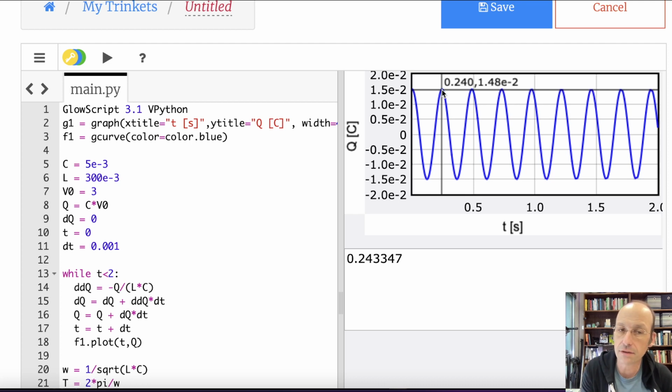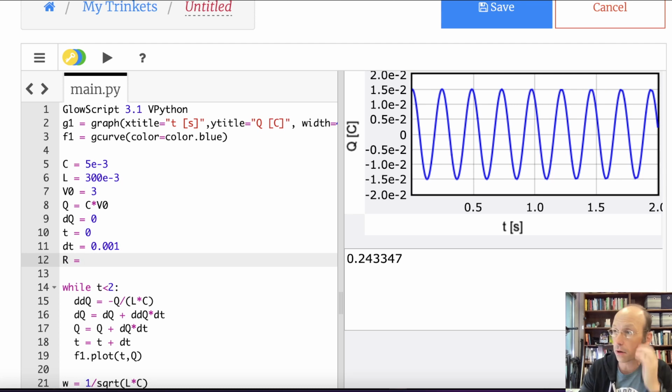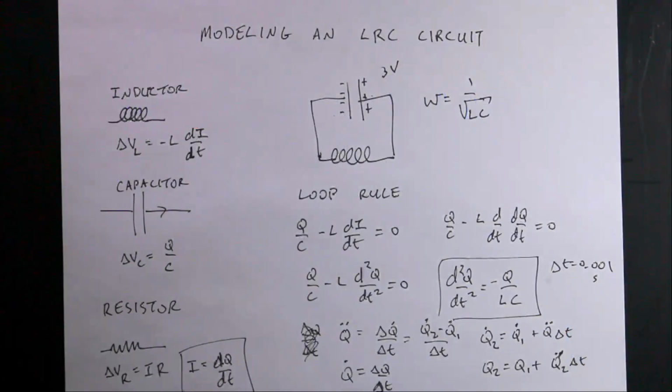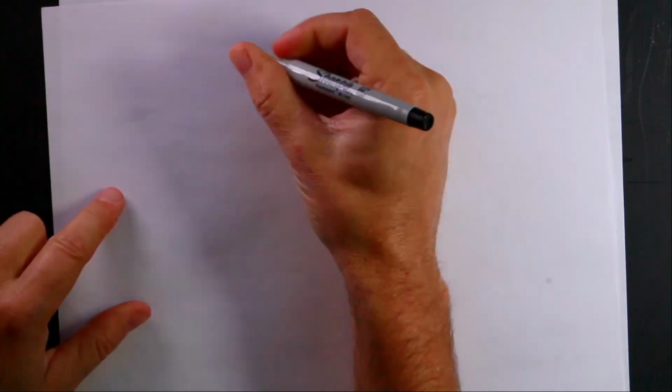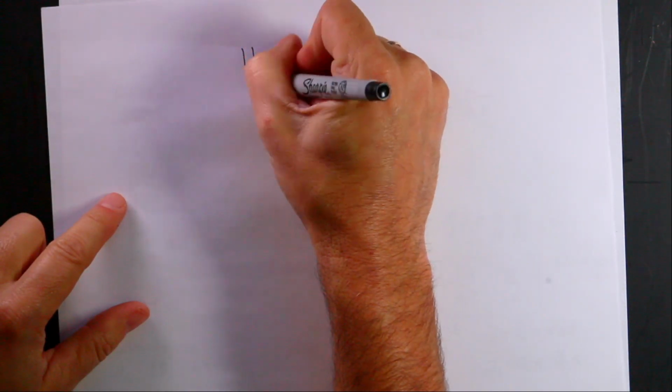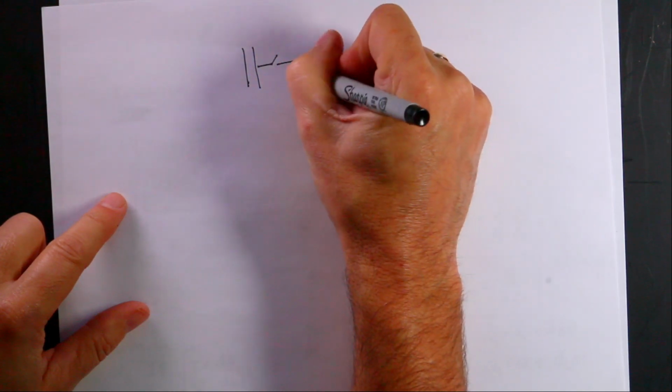Okay, now let's add a resistor in there. So I'm going to go ahead and say R. R equals, what did I use before? I want to use the same value I'd used before. Let's use R equals 3 ohms. And let's look at real quick what we need to change in order to make that happen. So if I add a resistor, now my circuit looks like this. I'm going to put a switch there just so you know that there is a switch.